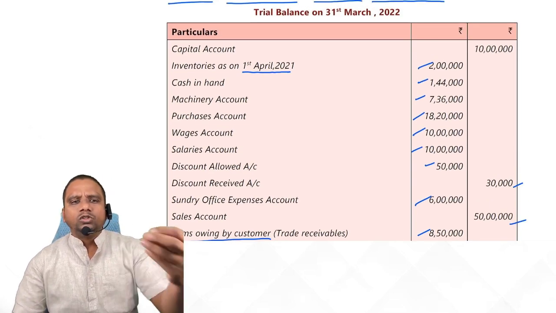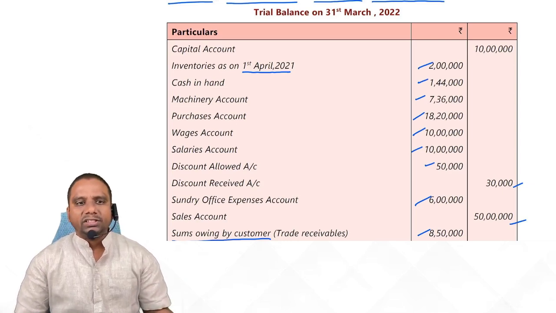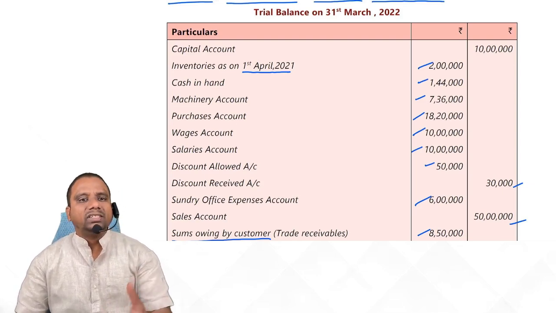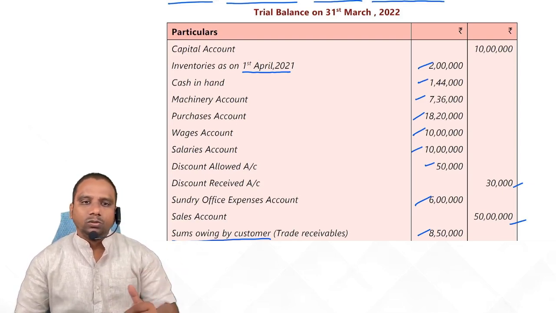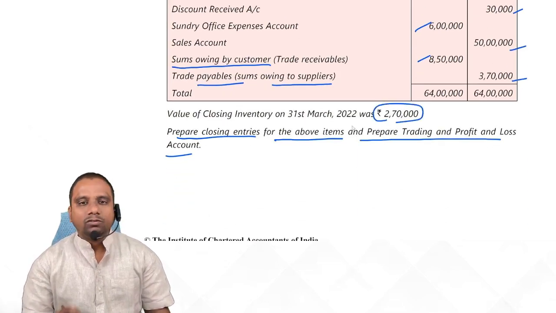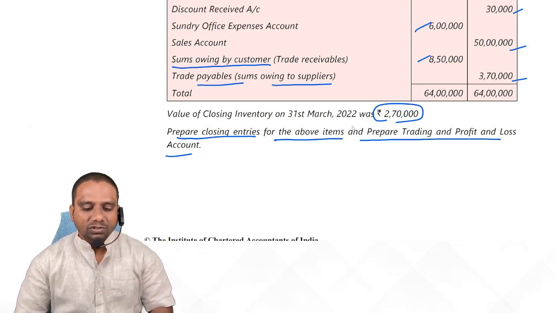So, whatever items you transfer to the trading account, record the entry. Suppose opening stock, purchases: trading account debit to opening stock account, purchases account, wages account, like that. Now transferring sales, sales account debit to trading account. Now here they are giving closing inventory. For closing inventory, what is the entry we record? Closing inventory account debit to trading account.